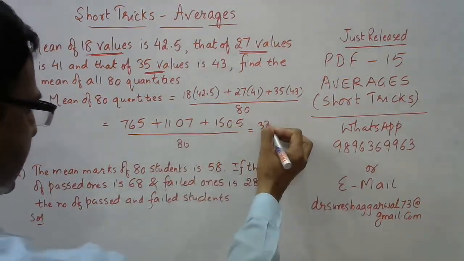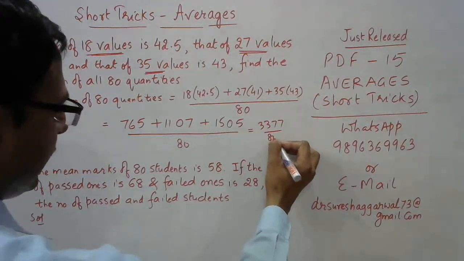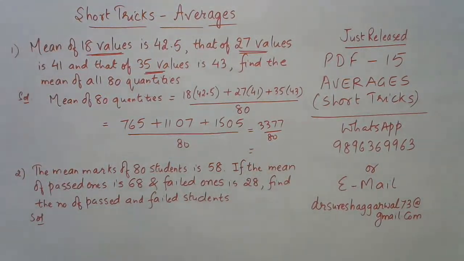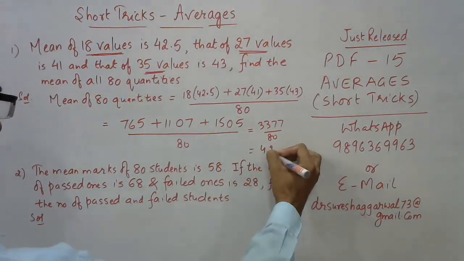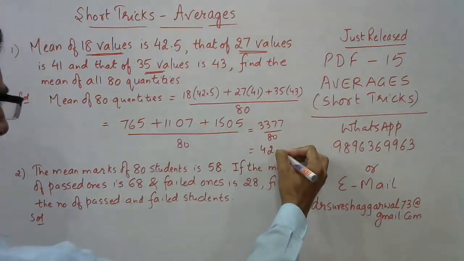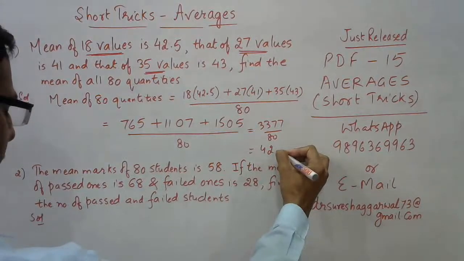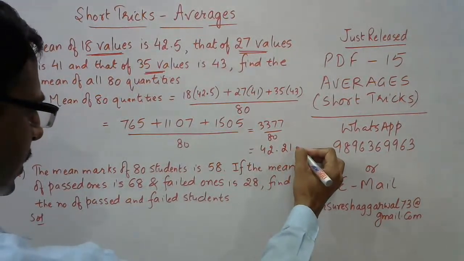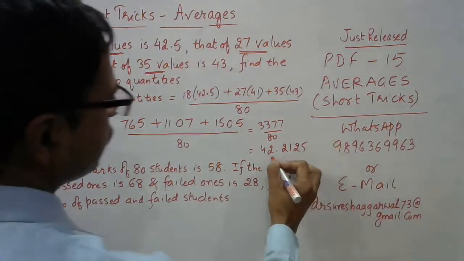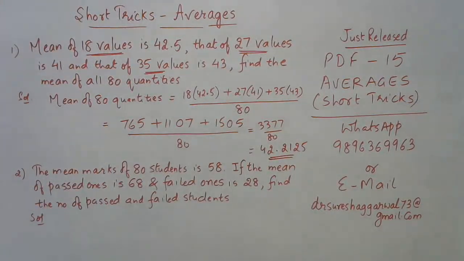So the total is 3377 divided by 80, and now division by 8 is just a formality, right? So 42.2125 will be the answer for the particular question.